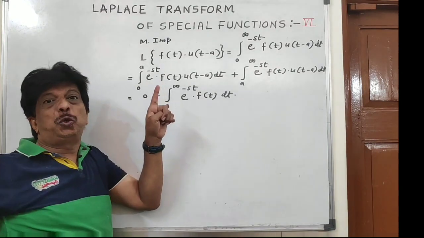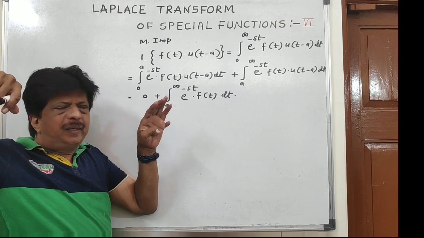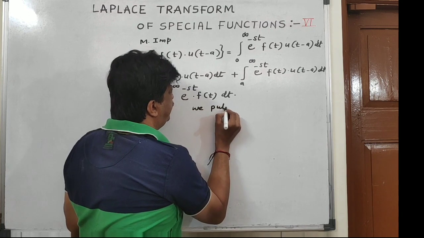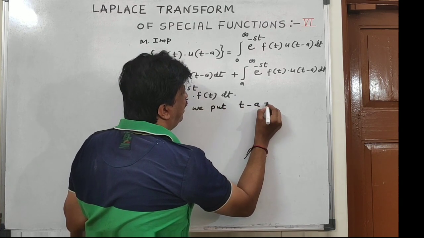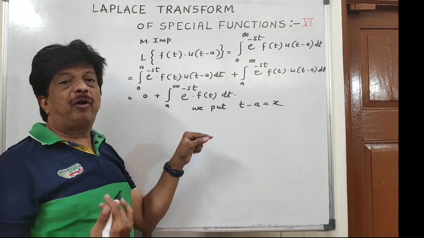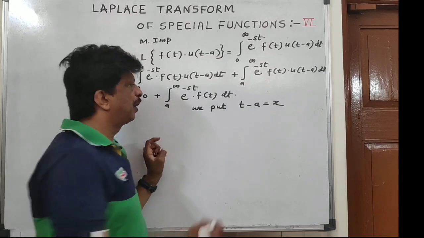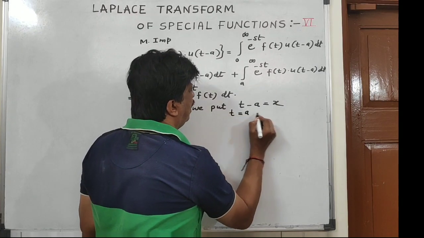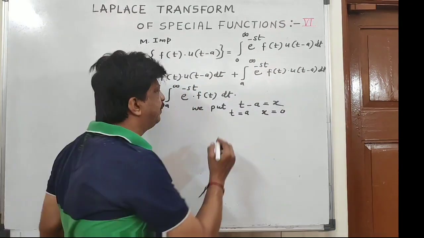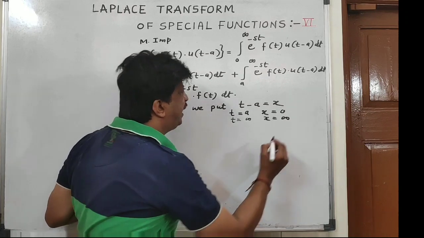So how to transform these limits from a to infinity into 0 to infinity? By simple substitution, we put t minus a equal to say x. I am changing from t to x. So when t is equal to a, x becomes 0. Now when t is infinity, x is also infinity. dt is equal to dx.